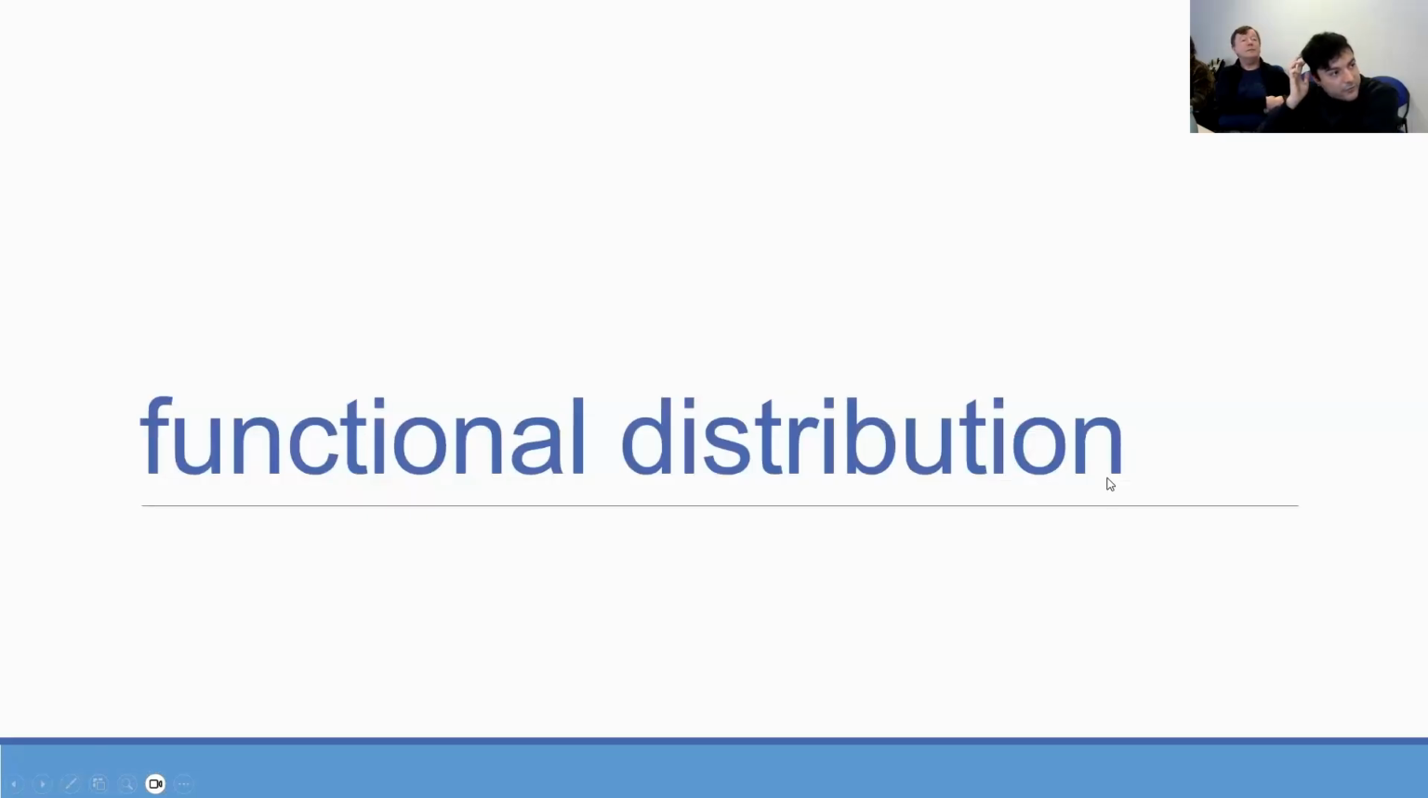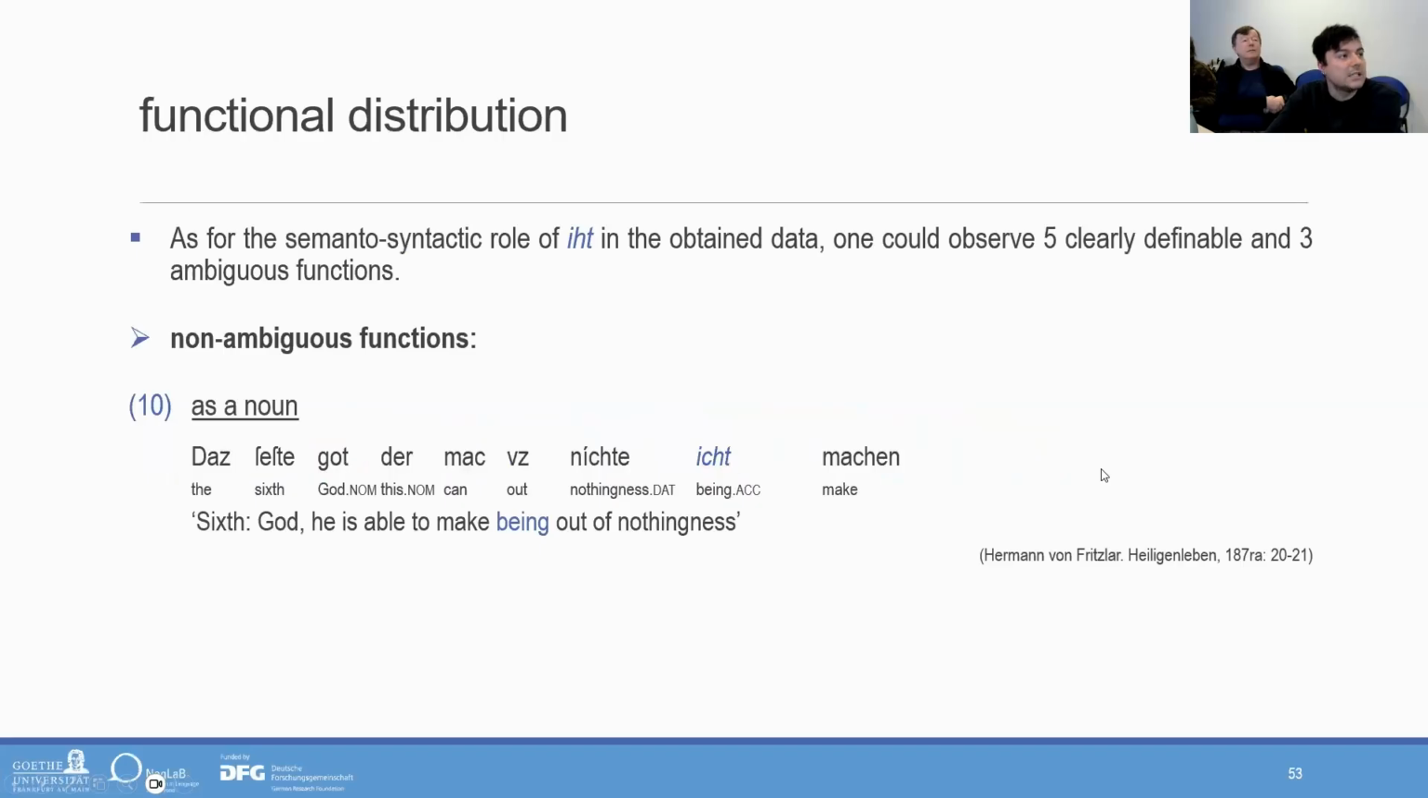But there are also different functions of ich, used, as you've seen, as an indefinite pronoun or as an adverb and so on. In total, there are 5 concrete different uses of ich in those dialects. So we can see ich still used as a noun with its original meaning: creature, being, people, something like that. So if you have something like "das sechste, Gott, der mag aus nichte ich machen": 6, God, he is able to make being out of nothingness. So here it is used as a noun with the meaning of being something.